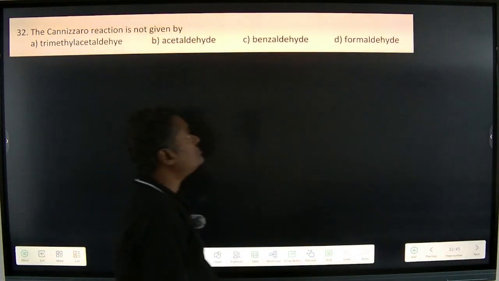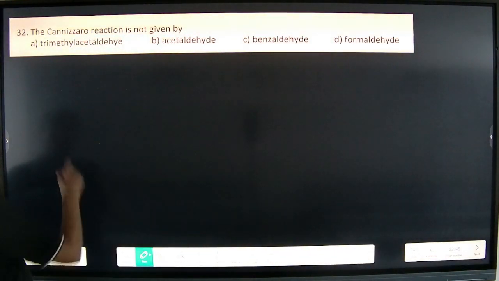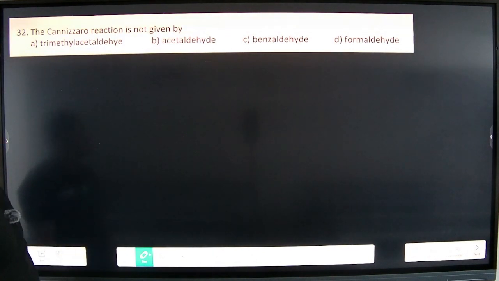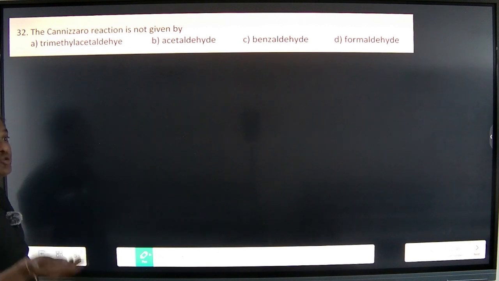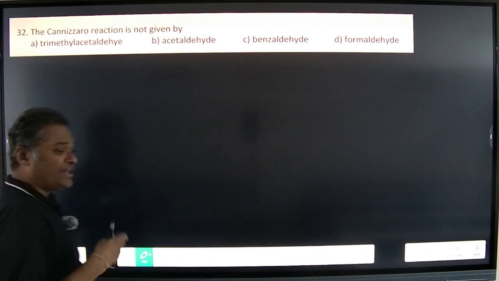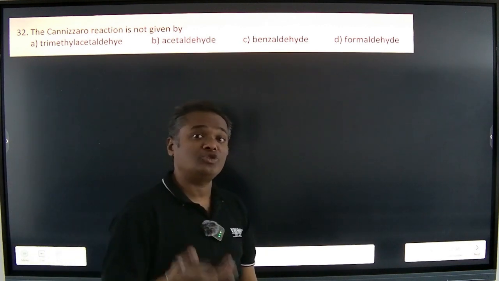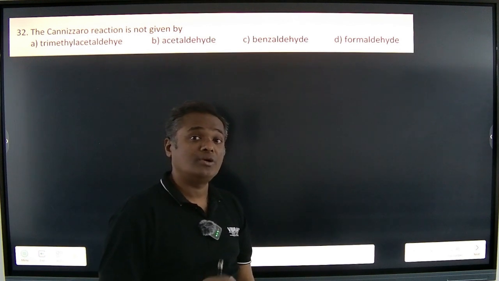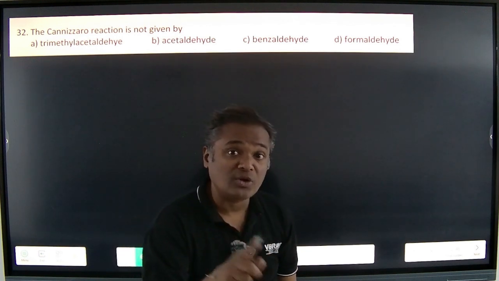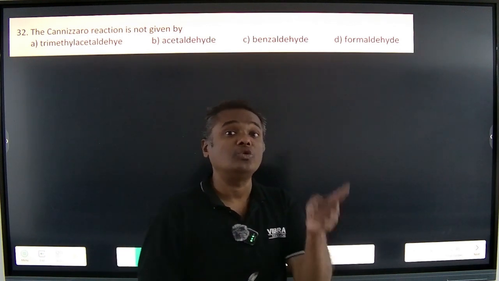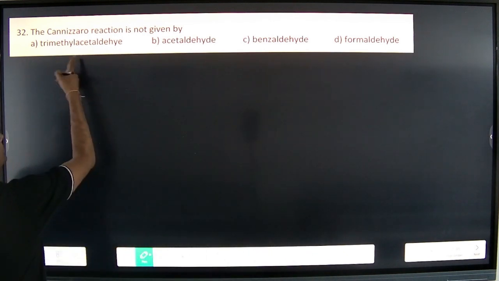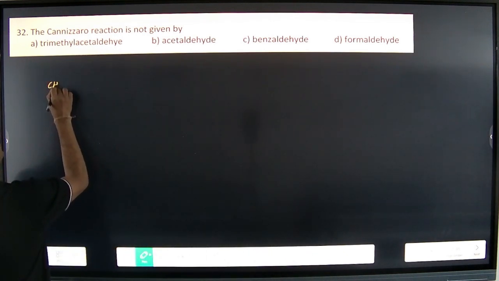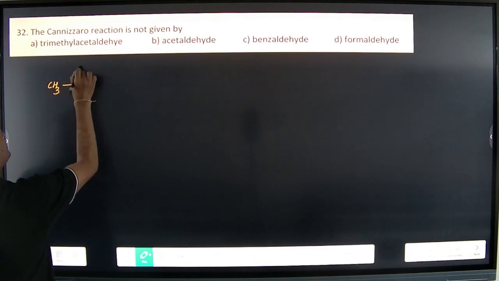Now, the Cannizzaro reaction is not given by. First of all, Cannizzaro reaction is shown by which compound? It is shown by a compound which do not contain alpha hydrogen. Now, if you see in this example, the question given to you is trimethyl acetaldehyde. Now, the structure for trimethyl acetaldehyde is this one.